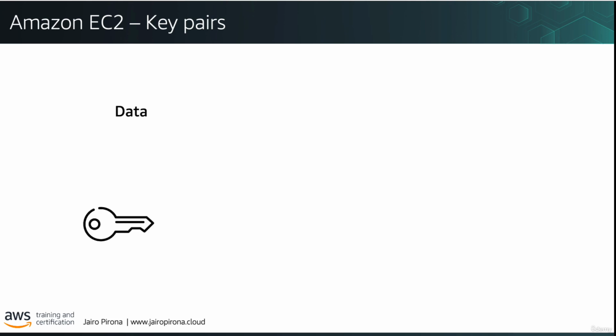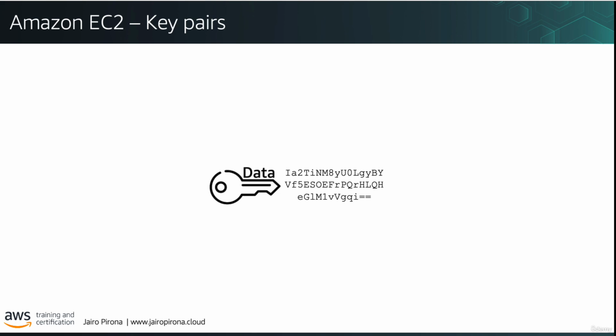Suppose we have data to encrypt. We start with a public key. When the public key is applied to the data, the data is transformed. In other words, it is encrypted. To return the data to its original form, we need the other key, the private key. When the private key is applied to the encrypted data, the data is restored to its original form.